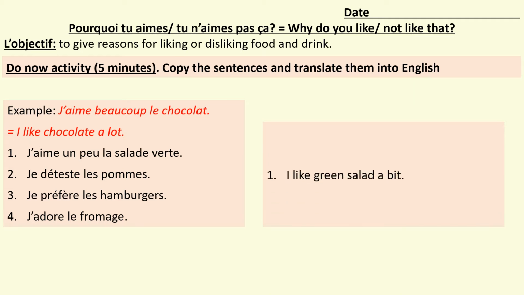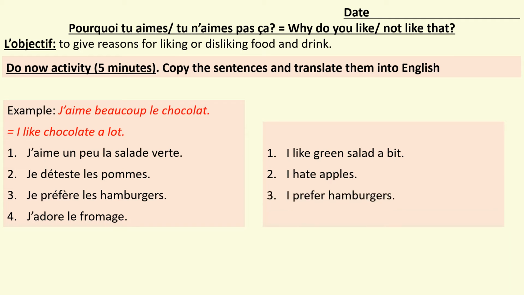And here are the answers. 1. J'aime un peu la salade verte. I like green salad a bit. 2. Je déteste les pommes. I hate apples. 3. Je préfère les hamburgers. I prefer hamburgers. And 4. J'adore le fromage. I love cheese. Pause if you need to, then press play to go on to the next activity.